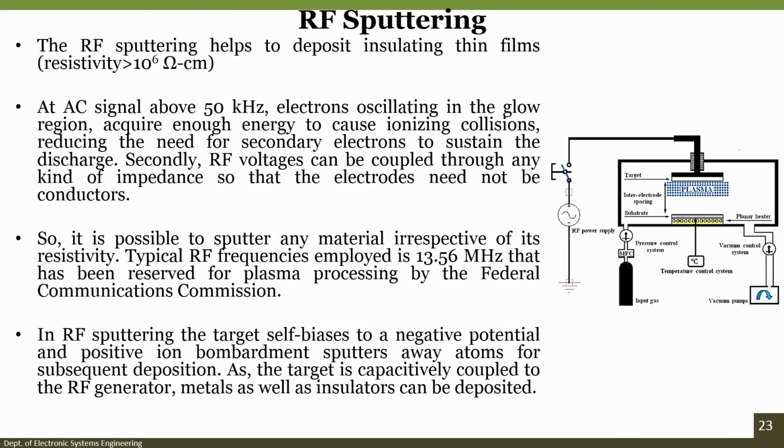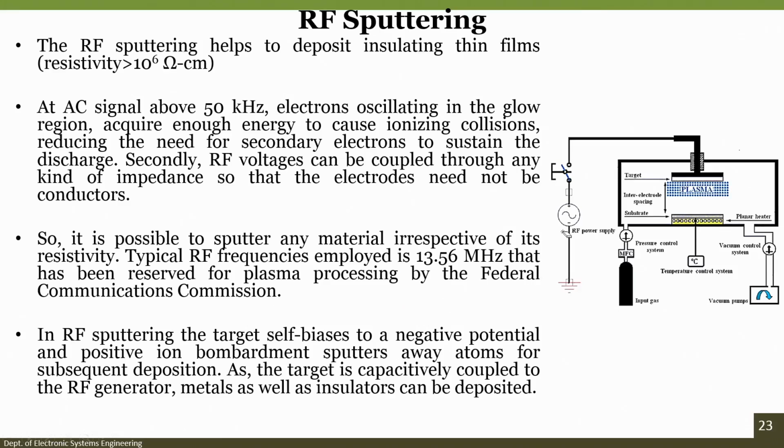Why? Because typically the RF frequency employed is about 13.56 megahertz, which has been reserved for plasma processing by the Federal Communications Commission, which is FCC. So, this is reserved for plasma processing, which is your 13.56 megahertz. Generally, you will find in RF sputtering systems this is the frequency that people use.